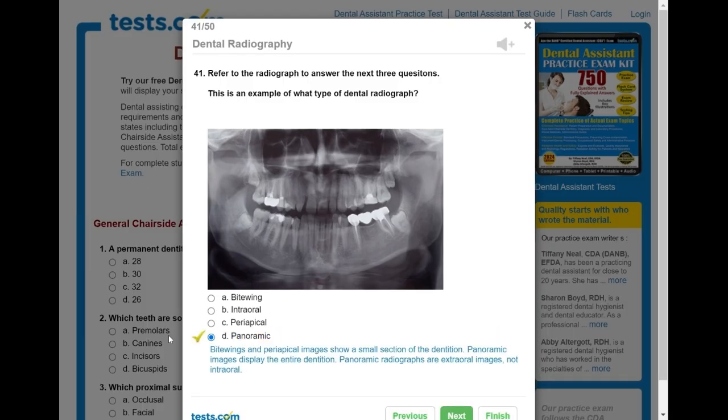D. Panoramic. Bite wings and periapical images show a small section of the dentition. Panoramic images display the entire dentition. Panoramic radiographs are extraoral images, not intraoral.